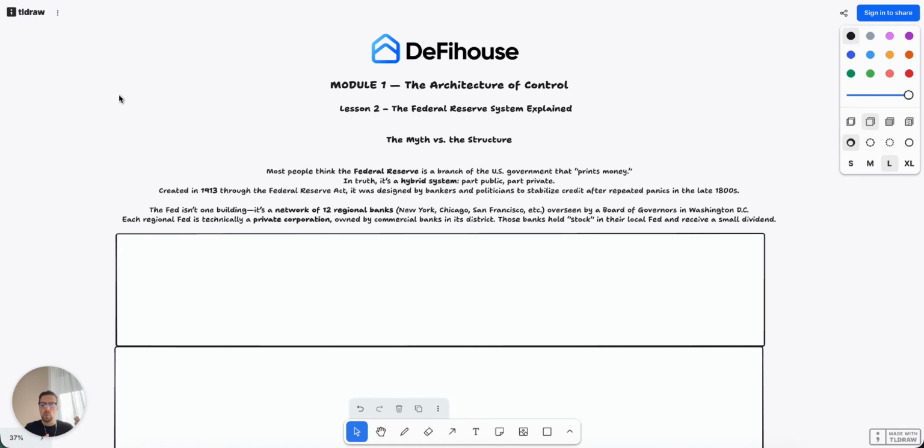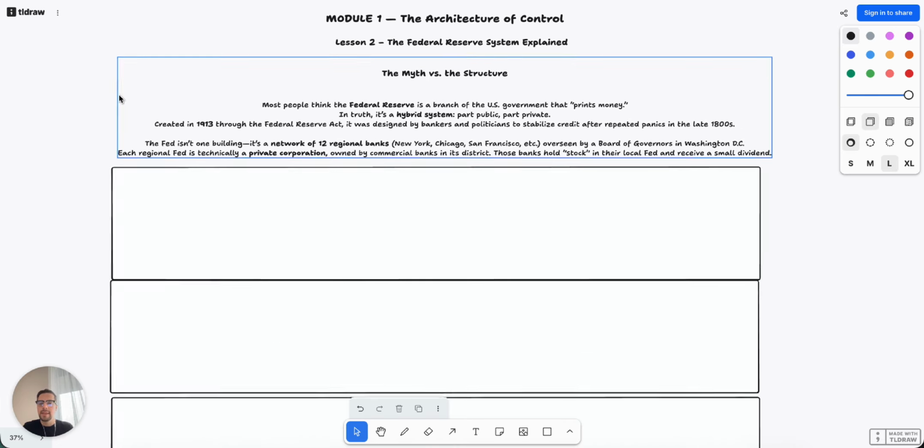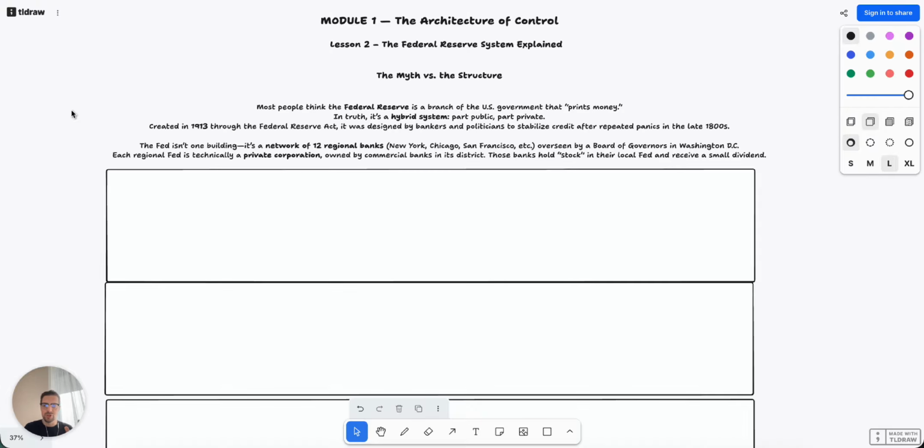We have to go through module 1 to understand all the structural points of finances and money in general, and then we can dive deep into the specific things to give you a very high market intelligence understanding. So let's begin: the myth versus the actual structure.